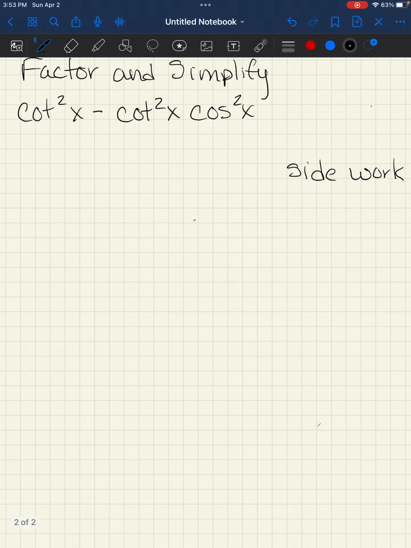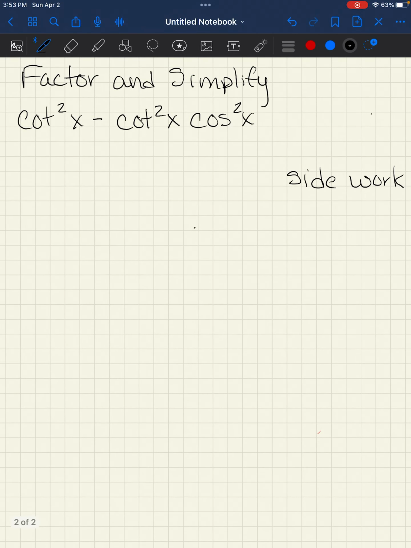To factor and simplify cotangent squared x minus cotangent squared x cosecant squared x, let's start by looking at the problem before we dive in. We notice there's two terms, and both of them have cotangent squared x. So let's start by trying to factor out the cotangent squared x.